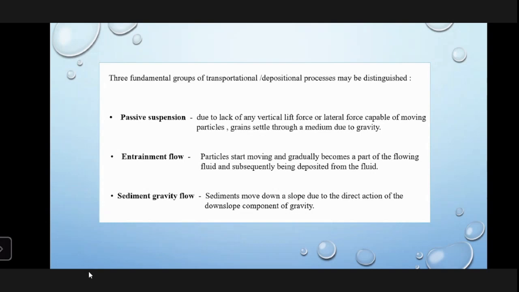Entrainment flow. By this process, particles start moving, gradually become a part of the flowing fluid and are subsequently deposited from the fluid. Sediment gravity flow. In sediment gravity flow, sediments move down a slope due to direct action of the downslope component of gravity.